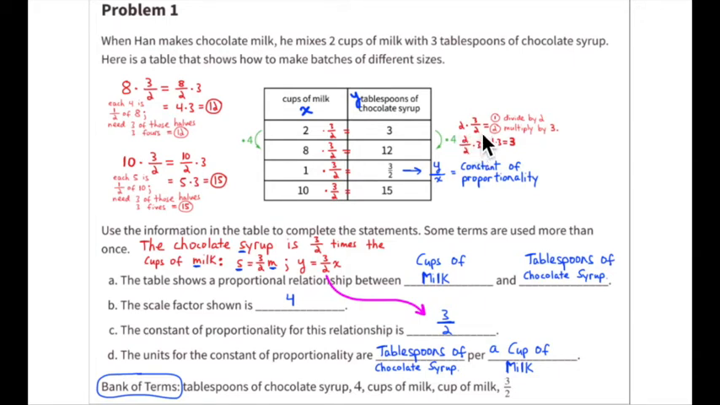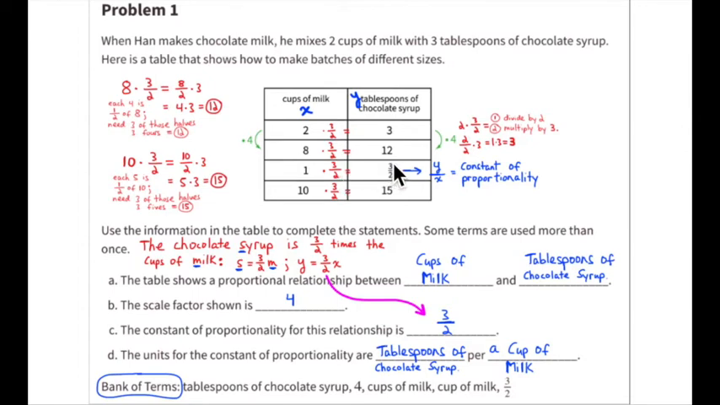So 2 times 3/2, if you divide by 2 first, that's the first step. 2 divided by 2 is 1. And then you're going to multiply that times 3. So 2 divided by 2 is 1, and multiply by this 3. 3 times 1 is 3. So 2 times 3/2, that is the constant of proportionality, equals 3.